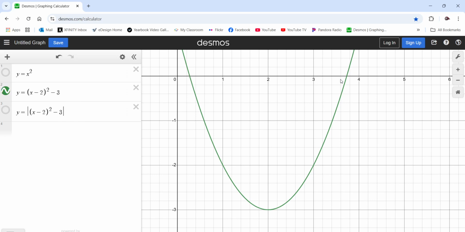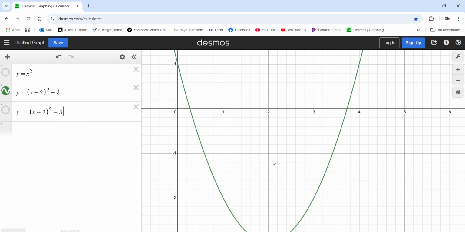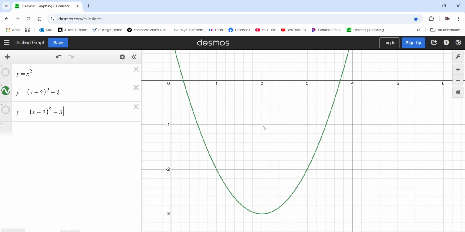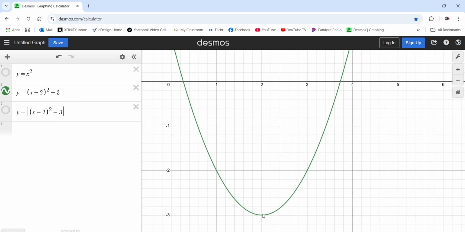But now you could draw that parent function, sticking absolute value here. What does that do? It takes everything that was negative, and you're going to bring it up to positive. So where is this point? This point right here is 2, negative 3, if I could get it to show up. I'm going the wrong way. There it is. 2, negative 3.